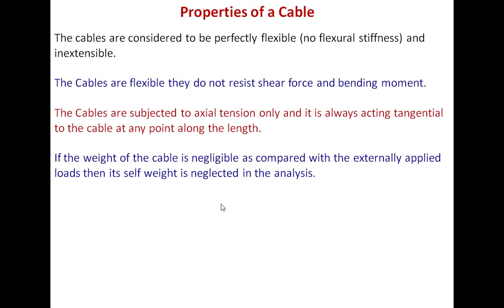Let us quickly understand the properties of a cable. Cables are considered to be perfectly flexible and not extensible. That is one of the assumptions. Cables are flexible and they do not resist any shear force or bending moment. Cables are subjected to only tension force, acting tangential to the cable at any point. In case of a parabolic or curved cable profile, we have to consider the tangent of the cable.